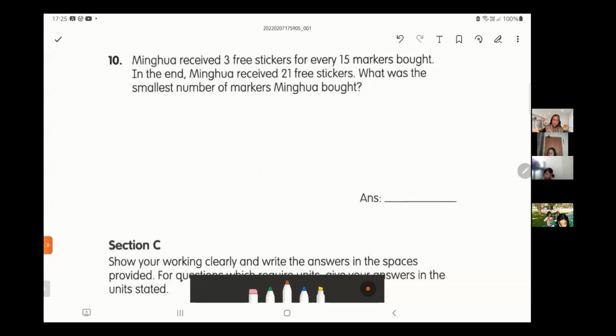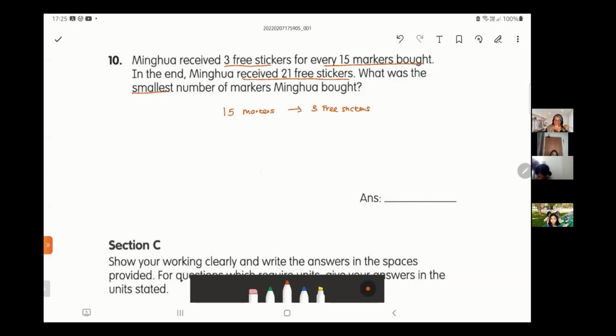Minghua received 3 free stickers for every 15 markers bought. In the end, Minghua received 21 free stickers. What was the smallest number of markers Minghua bought? Again, this is like the sets question, sets, okay? So let's say 15 markers bought, I get 3 free stickers.